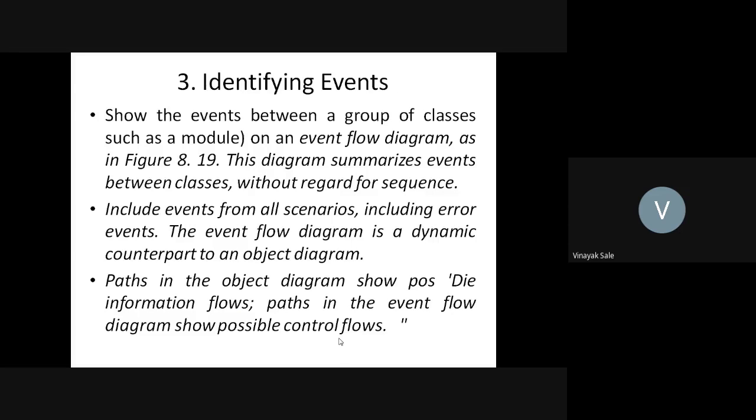So this figure shows the events between a group of classes such as a module. An event flow diagram. The diagram summarizes events between classes without regard for the sequence. Include events for all scenarios, including error events. The event flow diagram is a dynamic counterpart to an object diagram. Paths in the object diagram show the information flows. Paths in the event flow diagram show possible control flows.